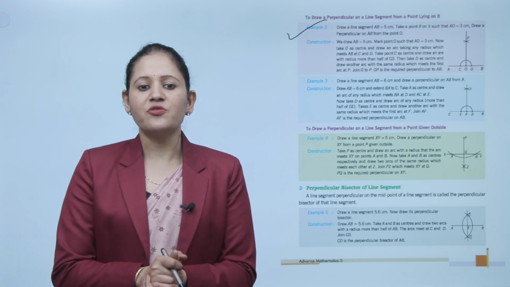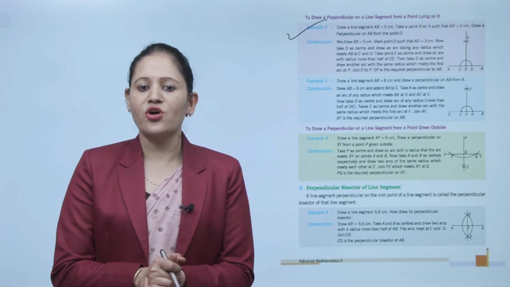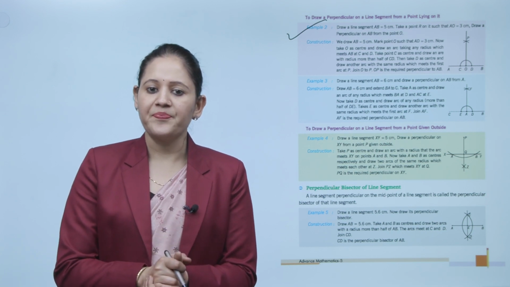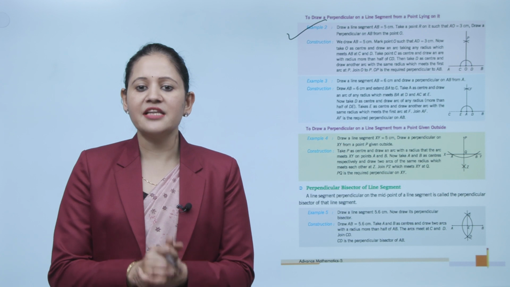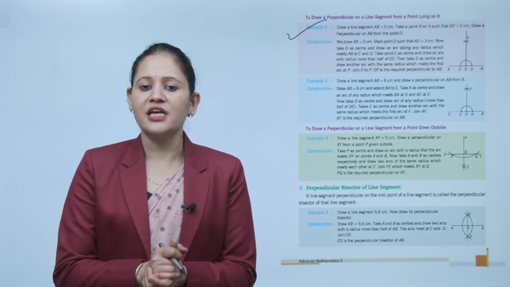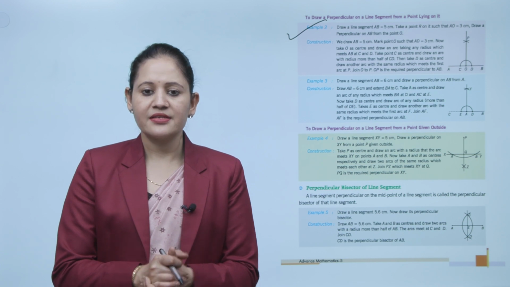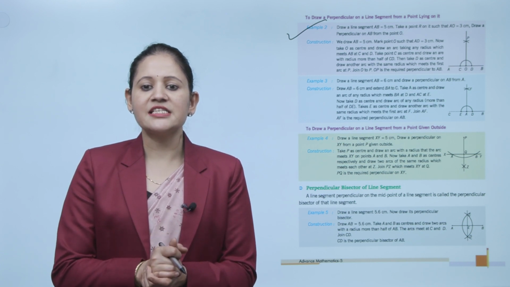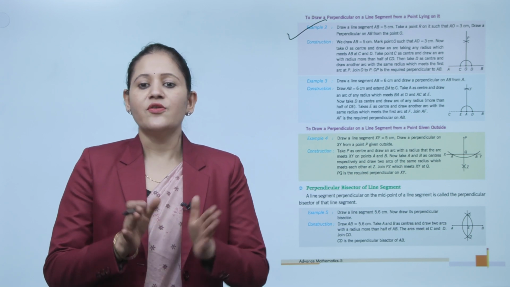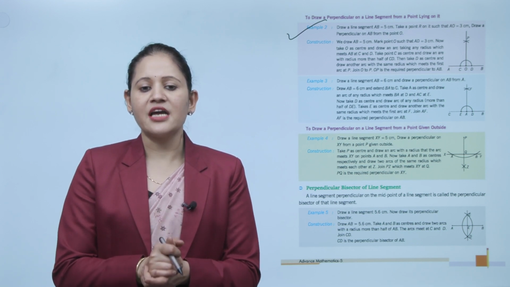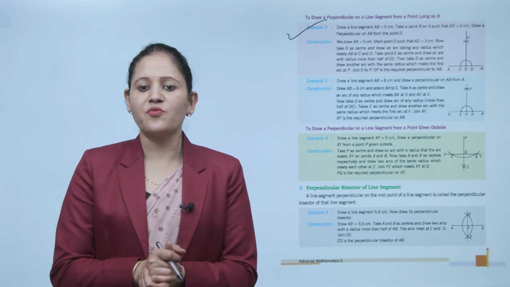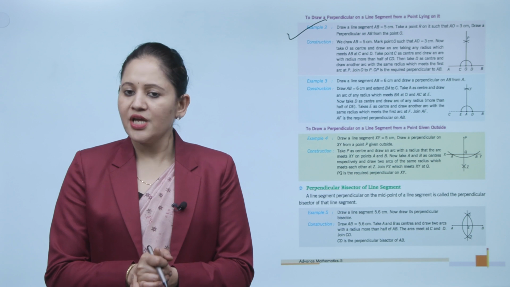Clear? Now take O as a center and draw an arc taking a radius which meets AB at C and D. Take point C as the center and draw an arc with a radius more than half of CD. Then take D as a center and draw another arc with the same radius which meets the first arc at P. Join O to P. OP is the required perpendicular to AB.